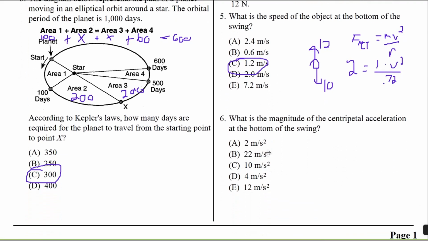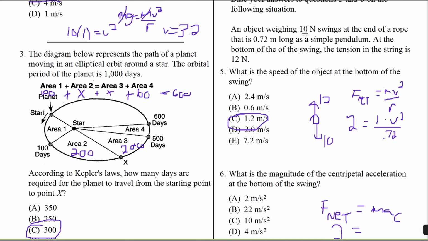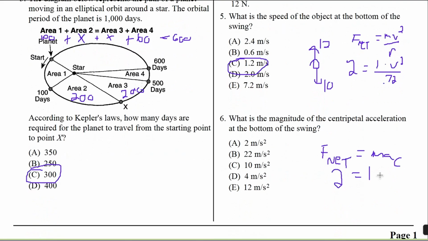All right. Question 6, what is the magnitude of the centripetal acceleration? Realistically, this probably should have been before 5, since it pretty much works off the same stuff. Here, instead of doing F net equals mv squared over r, we're just going to do F net equals ma_c. Again, when it gets to the bottom of the swing, the net force is still going to be 2 for the same reasons as before. Because they said that the weight was 10 newtons, that means the mass must be 1 kilogram. So the centripetal acceleration must be 2 meters per second squared.